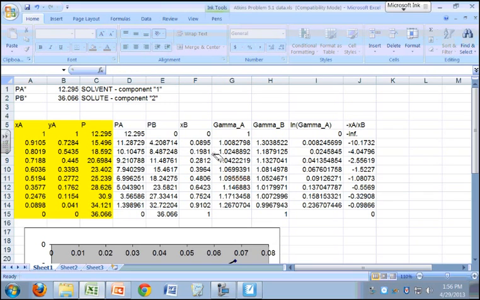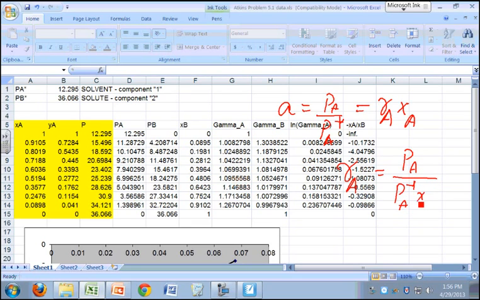Gamma of A, if you recall, the activity is just P sub A over P star A, right? And that's just equal to gamma times mole fraction of A. So gamma sub A, to make a distinction between gamma sub A and gamma sub B, the activity coefficient for A, would just be equal to the partial pressure of A over P star A times the mole fraction of A.